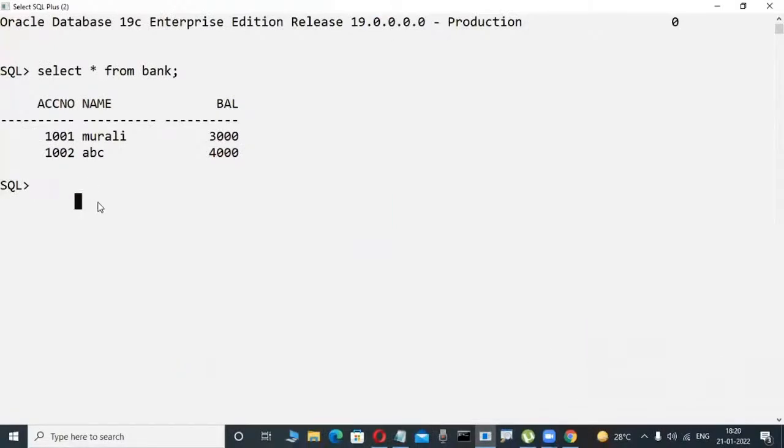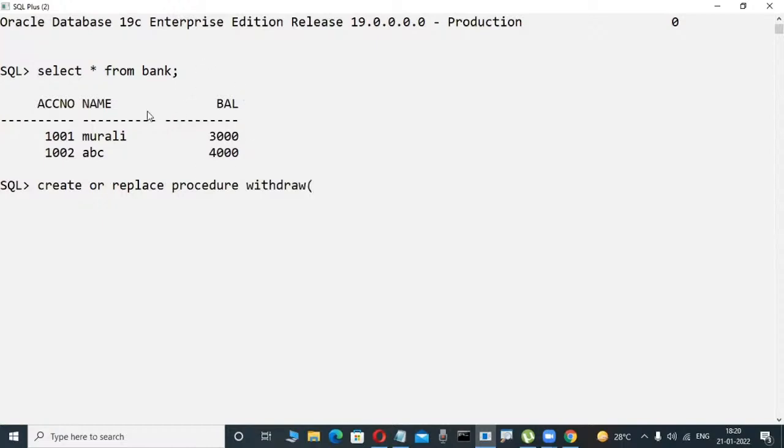Suppose, for example, check it out. I am an experienced person. In future, when you learn the course, you will also write coding like this. Don't write it, just observe. These are demos, just for an idea. I am writing a procedure. Create or replace procedure. My procedure name is withdraw.